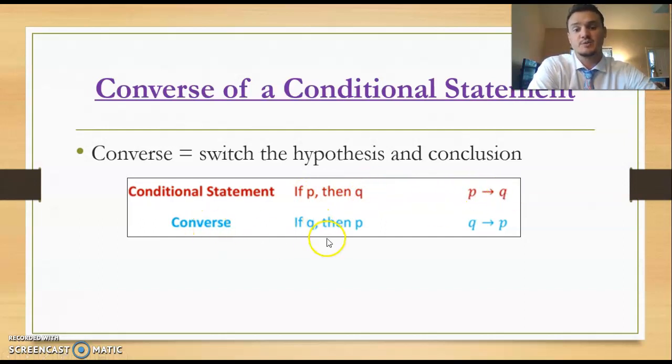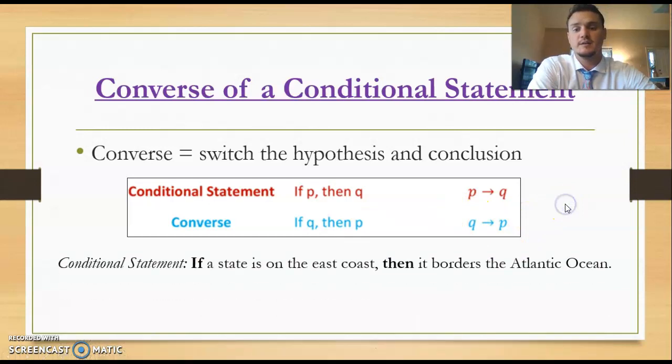For the converse, we're going to switch them around. So now it's if the conclusion, then the hypothesis. So now Q implies P. So if we start off with a conditional statement, this is just an example. If a state is on the East Coast, then it borders the Atlantic Ocean.